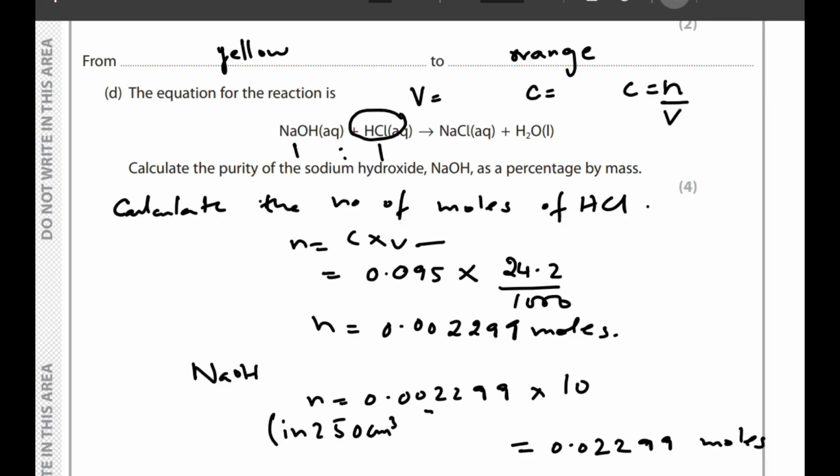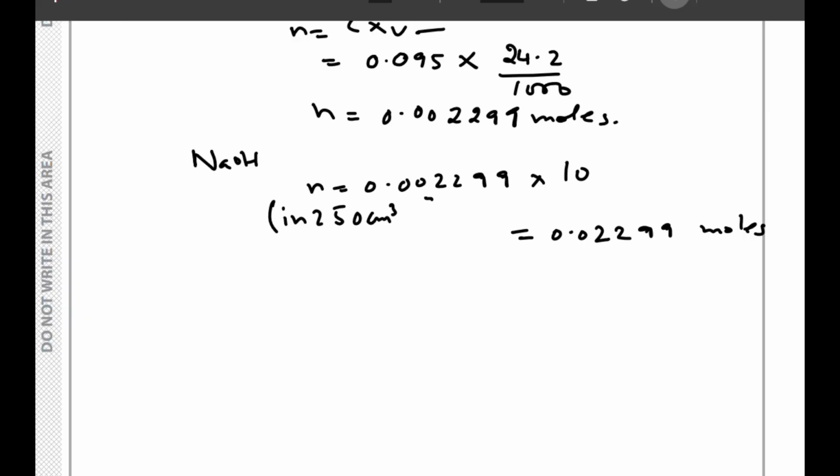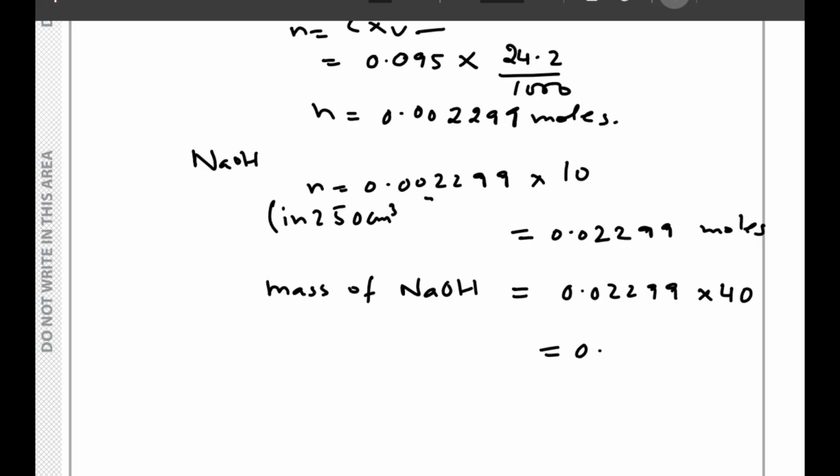Okay, and from the moles now you can find the mass, because for calculating the percentage purity you need mass. So the mass of sodium hydroxide, how can you find? Number of moles is equal to mass over Mr. So you can calculate the mass by multiplying number of moles with Mr. So the mass is 0.9196 gram. Okay, this is the actual mass of sodium hydroxide.